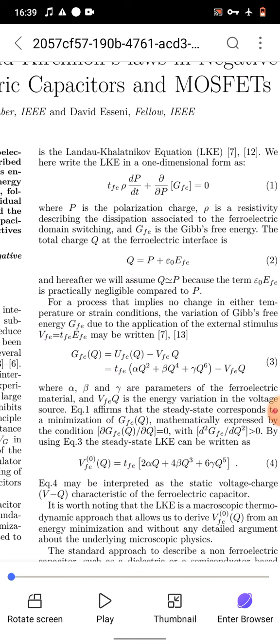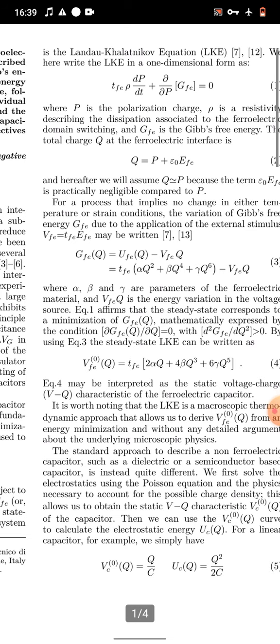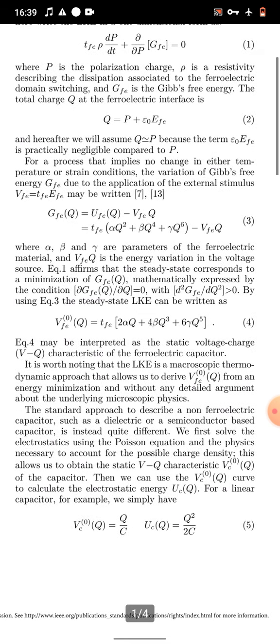The total charge Q at the ferroelectric interface is Q equal to P plus epsilon naught E_FE. And if you see, the equations of these are very tough. For the process of interest, there is no change in either temperature or strain conditions. The variation of Gibbs free energy due to the application of external stimuli may be written like this.